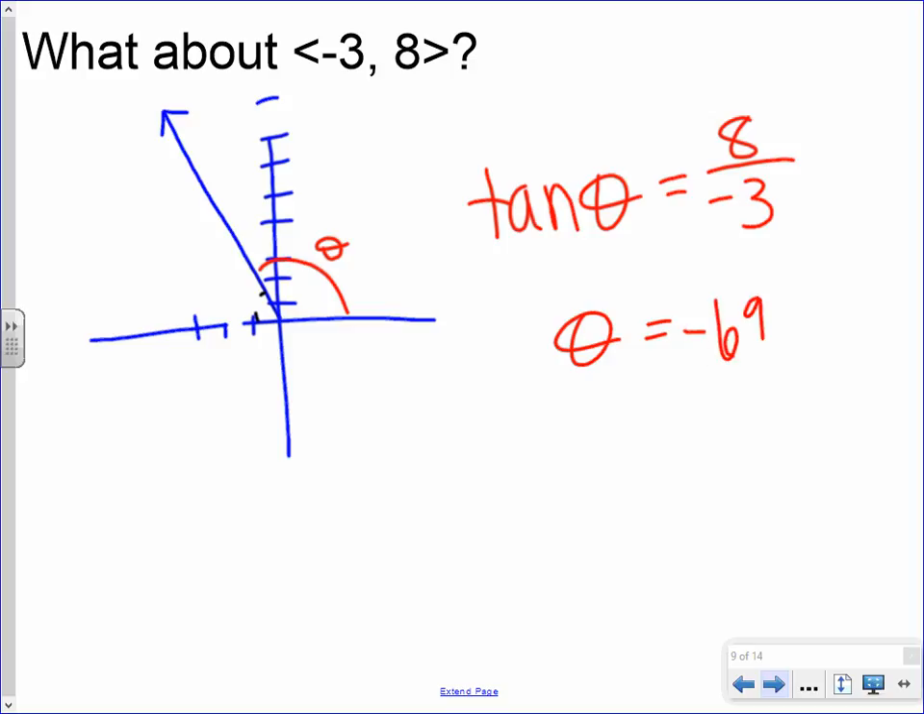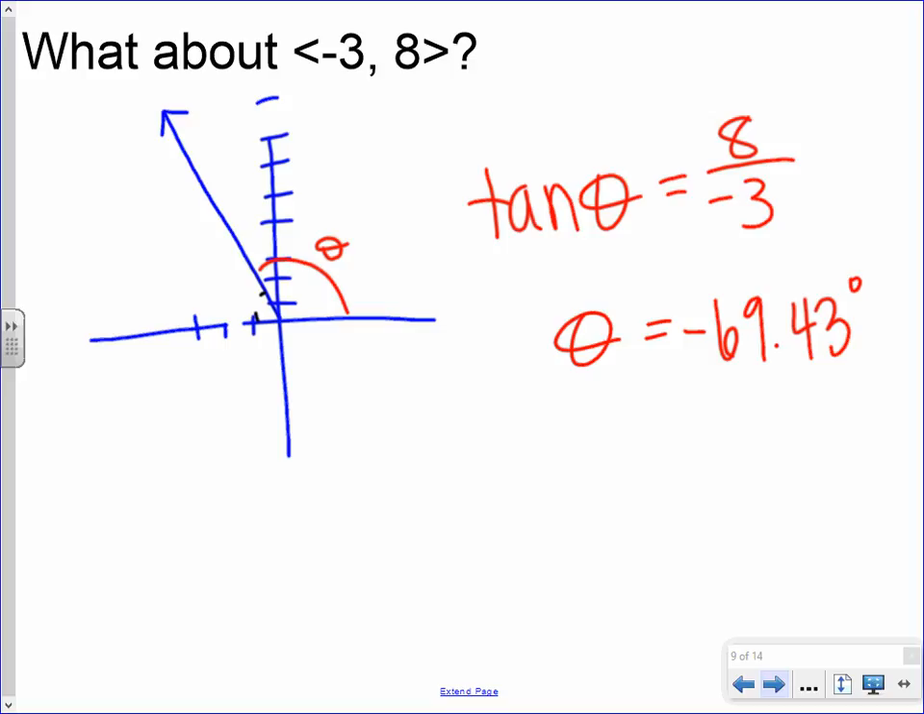Negative 69.43. Is that our direction angle? It is not. Okay? Our vector lies in the second quadrant, which means we need a second quadrant angle. So this would be my suggestion. I wouldn't even worry about that 3 being a negative. I would really just find the inverse tangent of 8/3. And that is going to give you your reference angle.